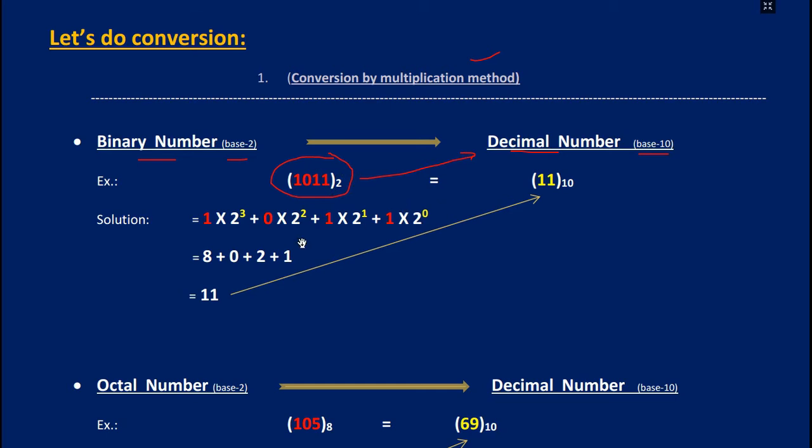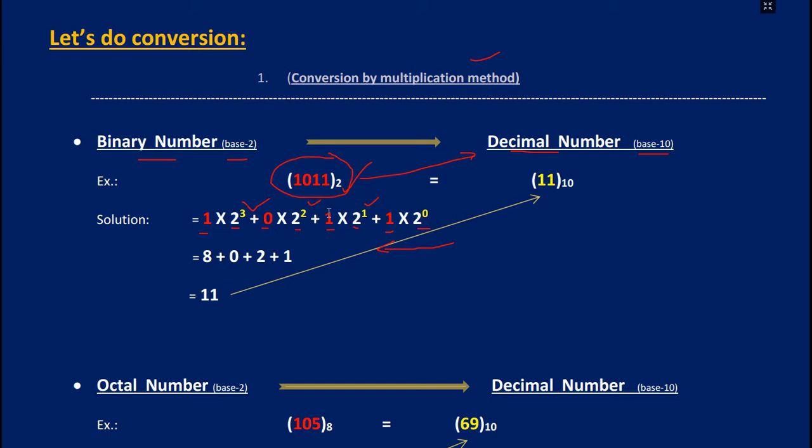Firstly, what digits are written here? 1011. These four digits we have to write in the same sequence, and then we have to multiply all four digits with 2. Why do we multiply all four digits with 2? Because the base here is 2. After that we have to give the power to 2 from right to left. So the first 2 will have the power 0, the second 2 will have the power 1, the third 2 will have the power 2, and the fourth 2 will have the power 3.